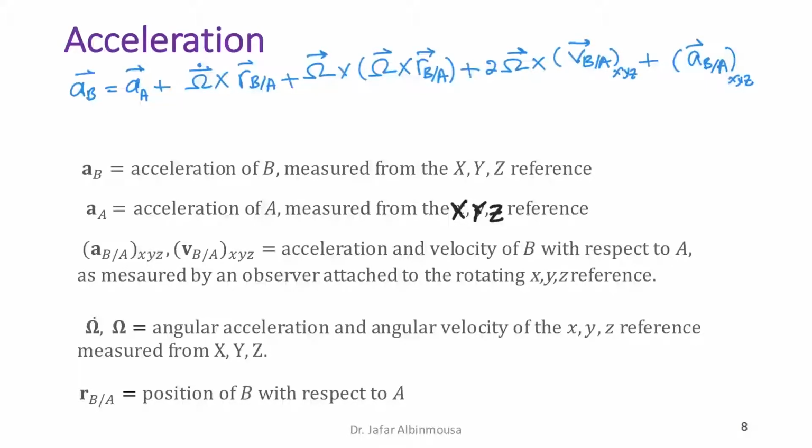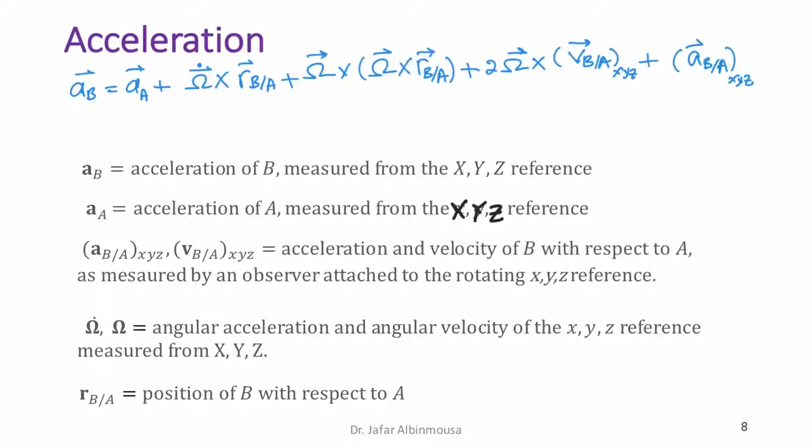The relative terms, which are the acceleration of B with respect to A measured from the local coordinate system, small x, y, and z, and the velocity of B with respect to A measured from the local coordinate system, x, y, and z, are basically the acceleration and velocity of B with respect to A as measured by an observer attached to the rotating small x, y, and z reference.